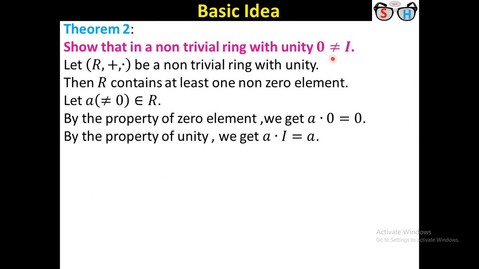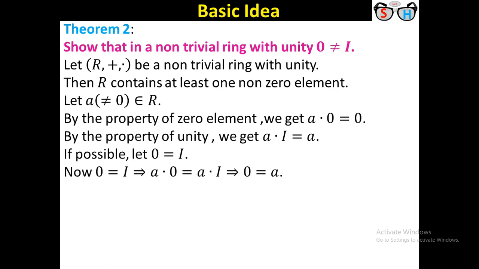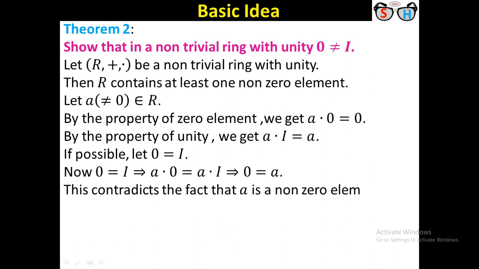For that purpose, if possible, we assume that 0 equals I. So a dot 0 equals a dot I. Again a dot 0 equals 0, and a dot I equals a. So 0 equals a. This shows that a is 0. But we took a as a non-zero element, and here a is 0, so it is a contradiction. This contradicts the fact that a is a non-zero element in R.